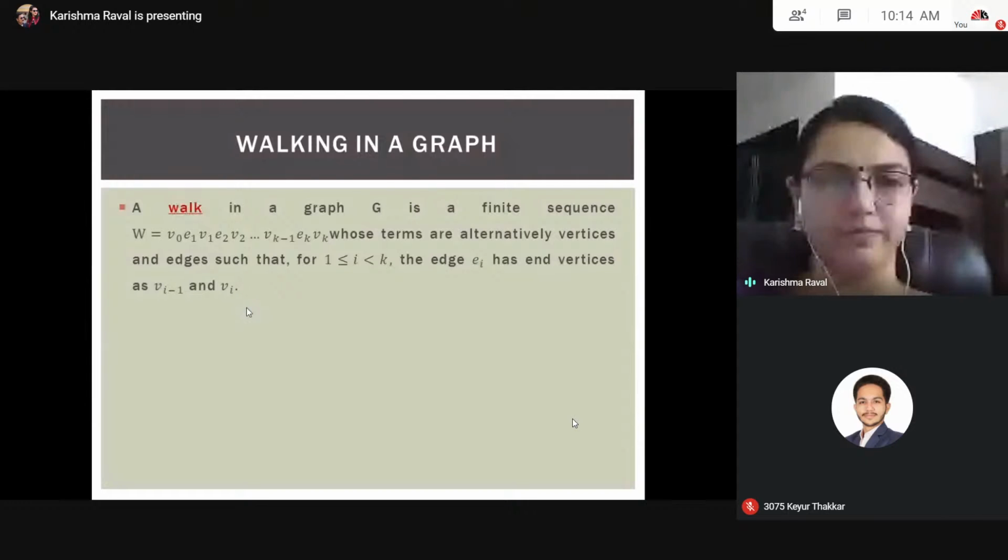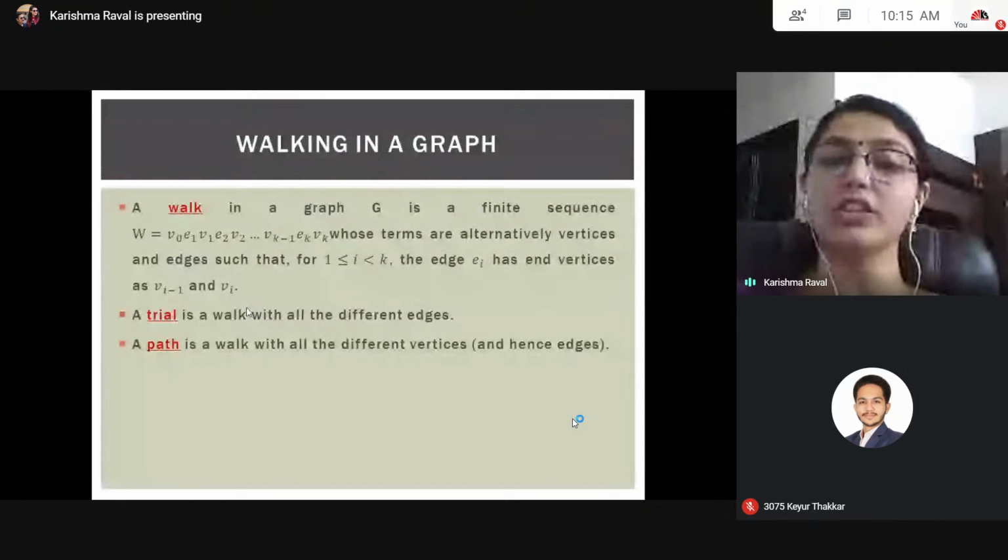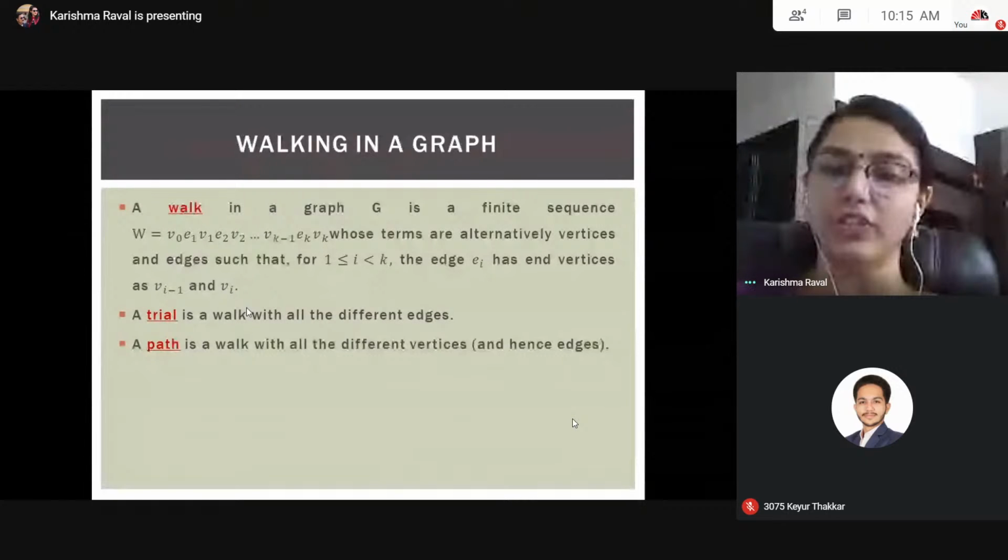A trail is a walk with all different edges. A path is a walk with all different vertices. And when we take different vertices, it automatically means that the edges are different also, so in the bracket I have written, and hence the edges. A walk or trail is closed when v0 is equal to vk. A cycle is a closed walk with different vertices, which means the end vertex and the initial vertex are the same.